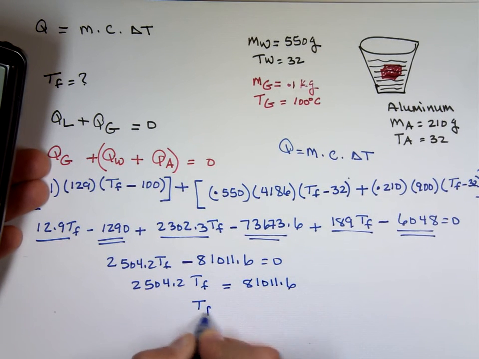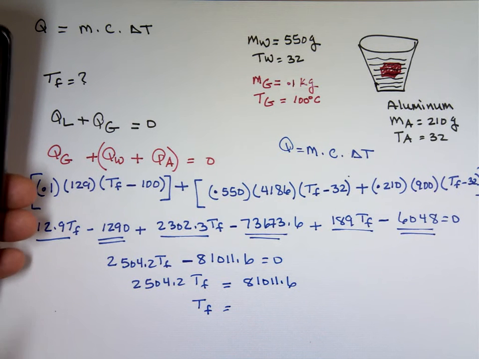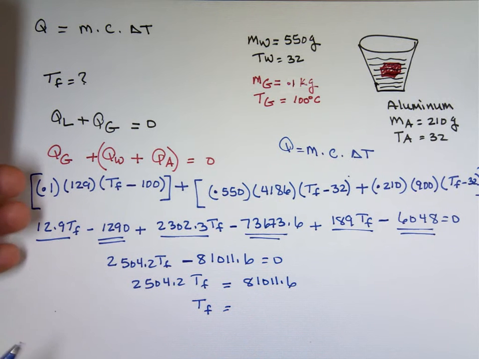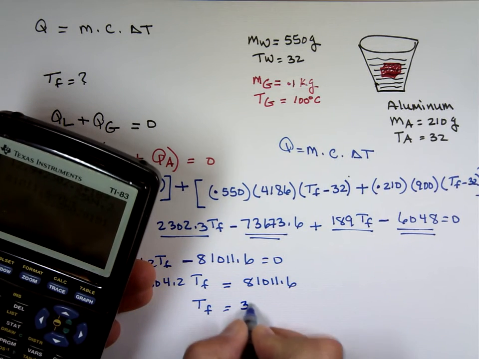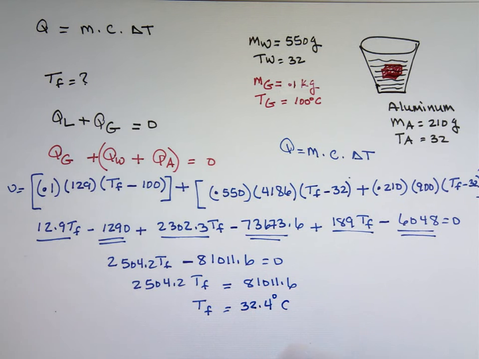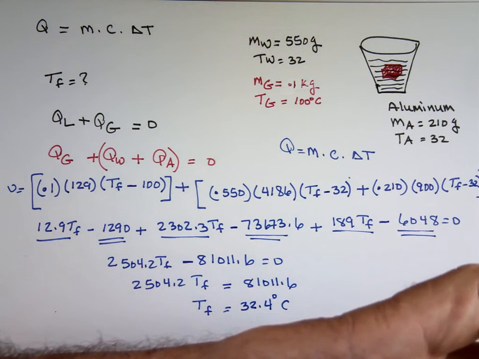It better be more than 32. How much? I don't know. 32.4 degrees. Only raise the temperature by 0.4 degree. Again, gold doesn't have that much heat in it. 129 for every kilogram. To change the temperature by 1 degree, you only have to give 100.